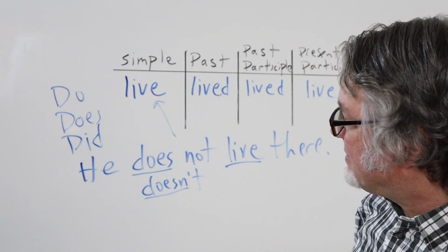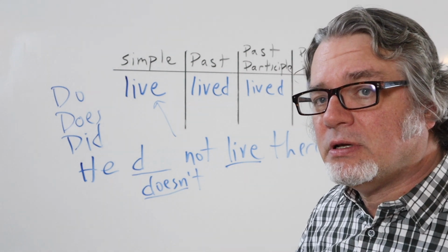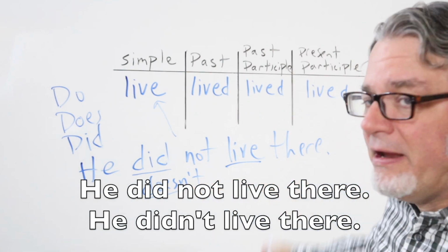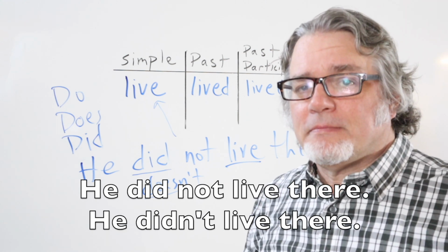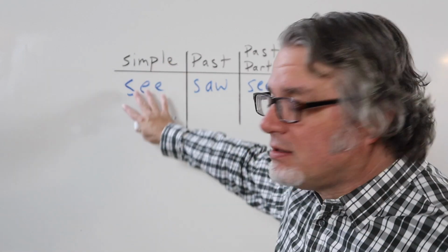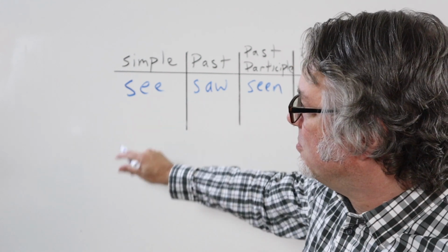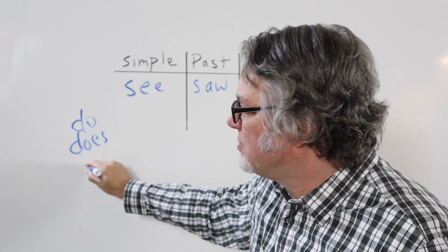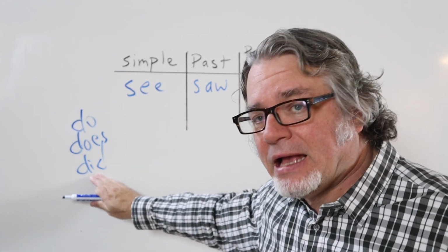To change it to the past tense, just change the helping verb. He did not live there, or he didn't live there. Here's the verb see in the simple form. To make it negative, you just have to use do or does or did for the present tense or for the past tense.